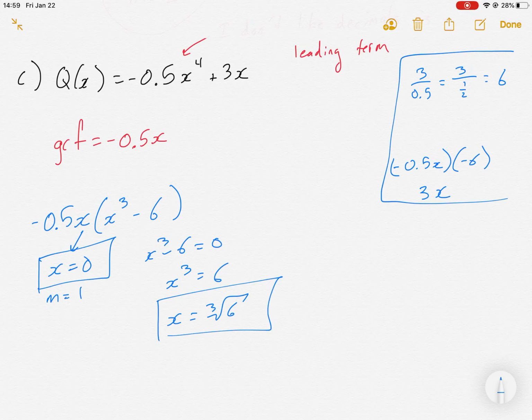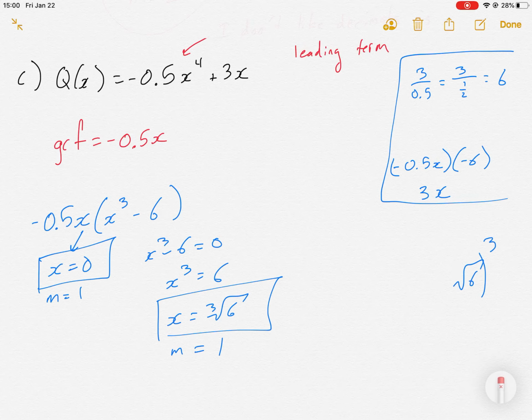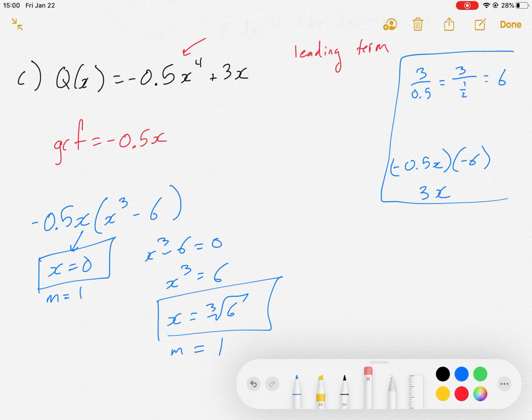And, oops, I forgot to write the multiplicities. Multiplicity 1. It's also multiplicity 1 here. It's not like we have 3 cube root of 6's. That would look like this: x minus cube root of 6 cubed, like that. It would be a completely different factor. It's just x cubed minus 6, and there's only one solution from that. There's not 3, and that one solution is the cube root of 6.